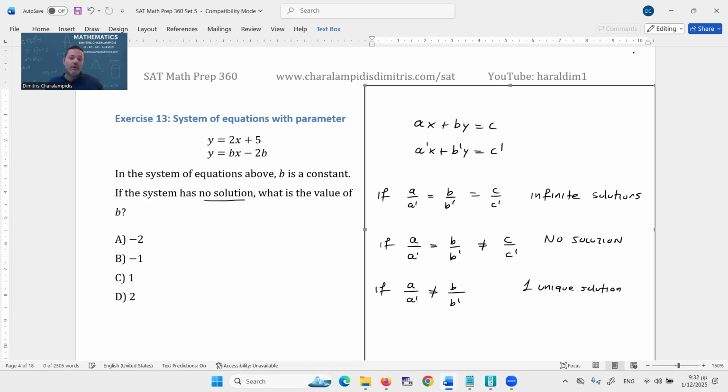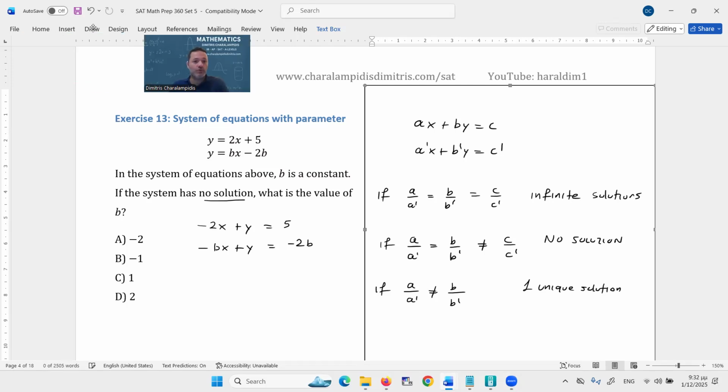So, right now, let me, first of all, group them in columns. Let me bring the x's and the y's on the left. It's going to be negative 2x plus y equals 5, and then minus bx plus y equals negative 2b. I want that to have no solutions.